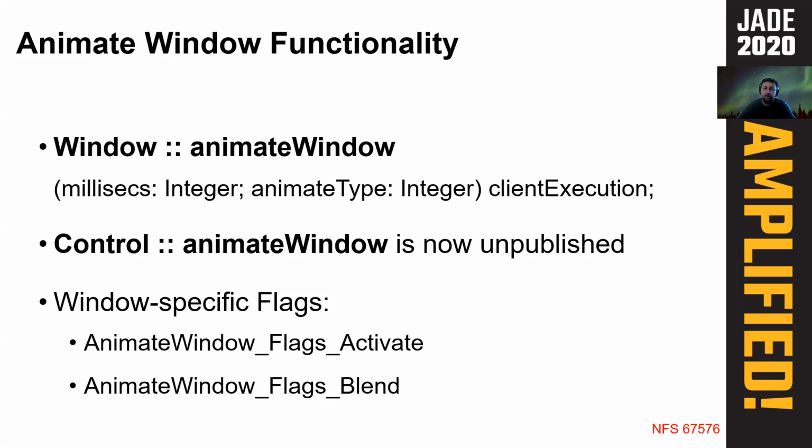2 new window-specific flags have been added. Animate window flags activate. This causes the form to be activated when shown. If it's not set, the window won't initially gain focus and retain its current set order. And animate window flags blend, which causes the form to fade in or out. On another note, if the form isn't shown, animate window will cause the load method to be executed.